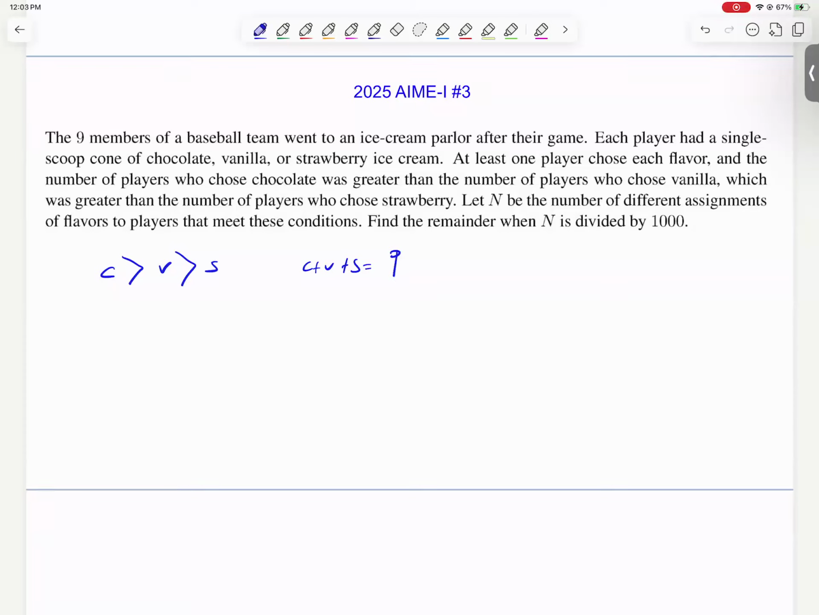Let's get the number of cases. At least one player chooses each flavor, so S is at least 1. Then V must be at least 2. 1 plus 2 is 3. 9 minus 3 is 6. Then we have 6 players choosing chocolate. That's case 1.